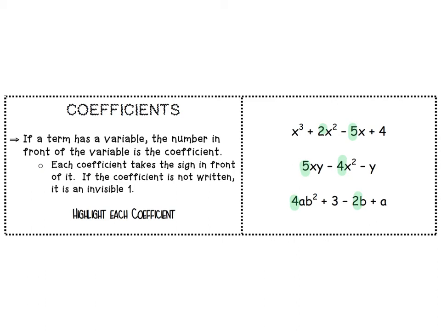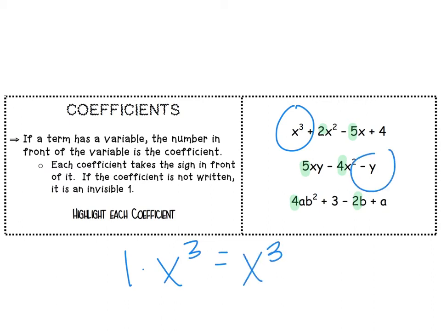Okay, but let's consider x cubed. X cubed doesn't really have a coefficient, or not one that we can see. But can we also say 1 times x cubed is just equal to x cubed? Just like we could say 1 times negative y is just negative y. If the coefficient is not written, it's typically because it's just 1, and we often leave out 1 when we're multiplying and dividing because we don't need it.